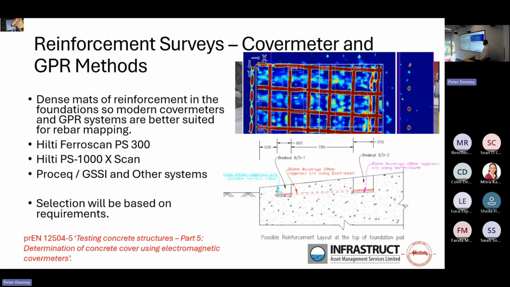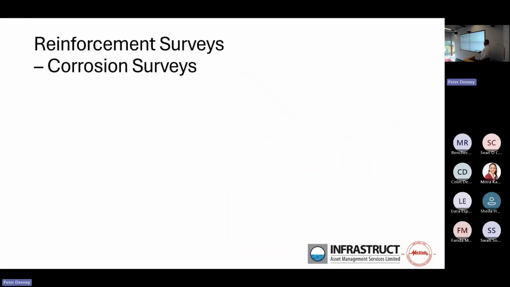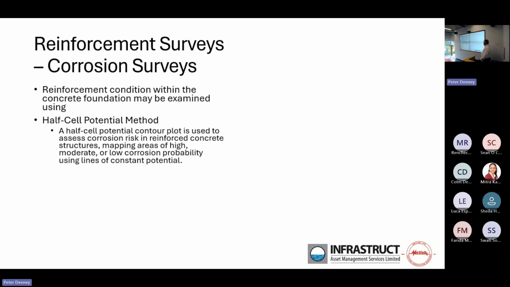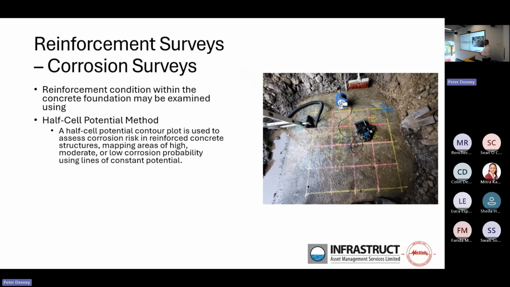So when that's finished, then we would move on to corrosion. Obviously, a big part of this, because these are typically buried in quite harsh environments, a lot of moisture. So typically, we would look first off at the half cell potential method, and this is on a wind farm base where you take out your grid.